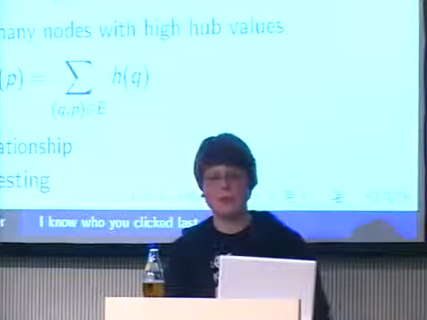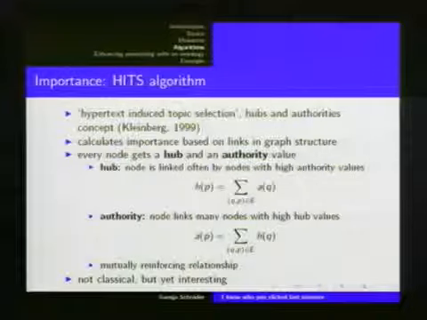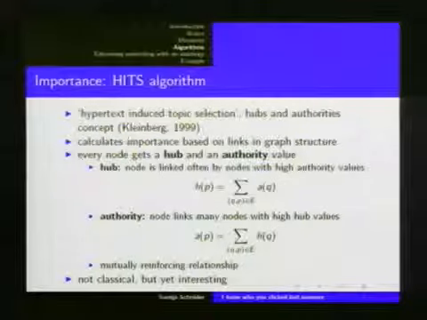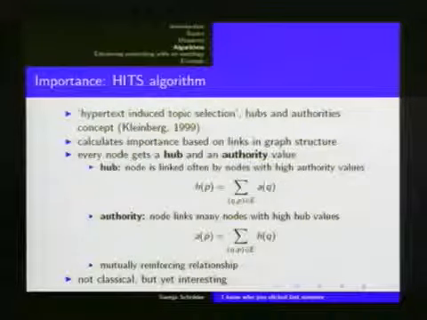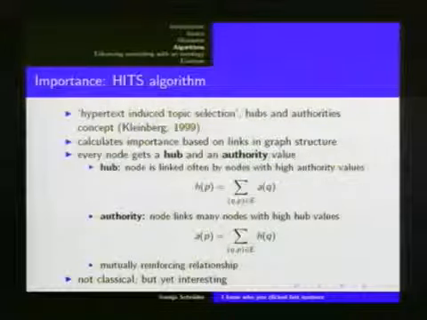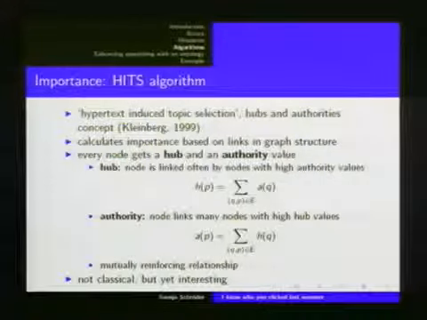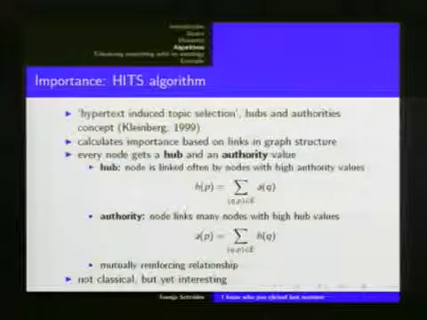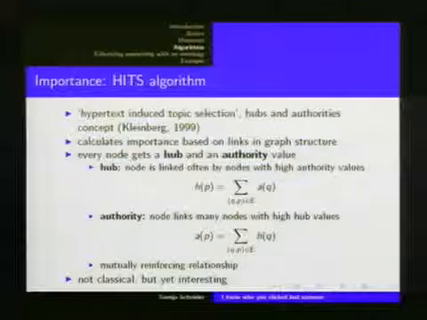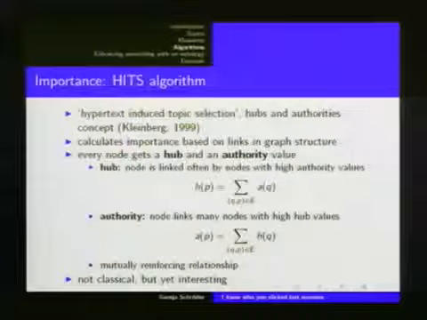Another very important algorithm is the HITS algorithm. It's very similar to the PageRank algorithm, and comes from search engine optimization. HITS stands for hypertext-induced topic selection, or the Hubs and Authorities algorithm by Kleinberg, who introduced this algorithm in 1999. The HITS algorithm calculates importance based on links in the graph structure.